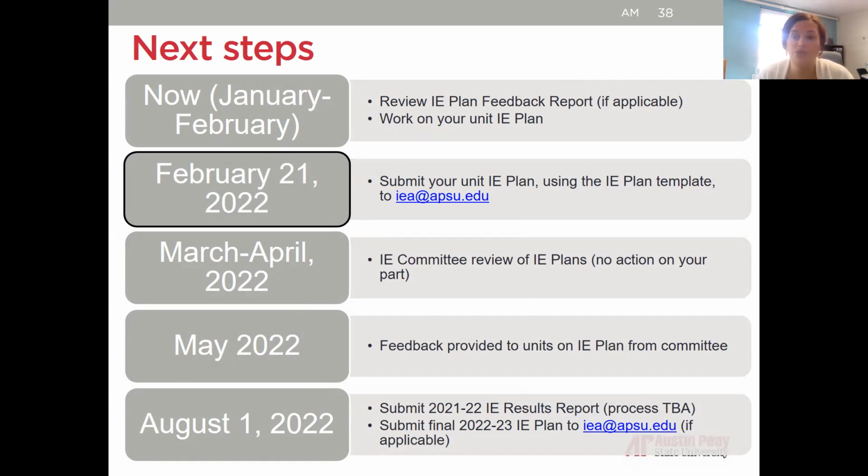And before this semester is up, we will have another workshop on results reports, just so that you understand what that process will be and what you need to be doing for that.